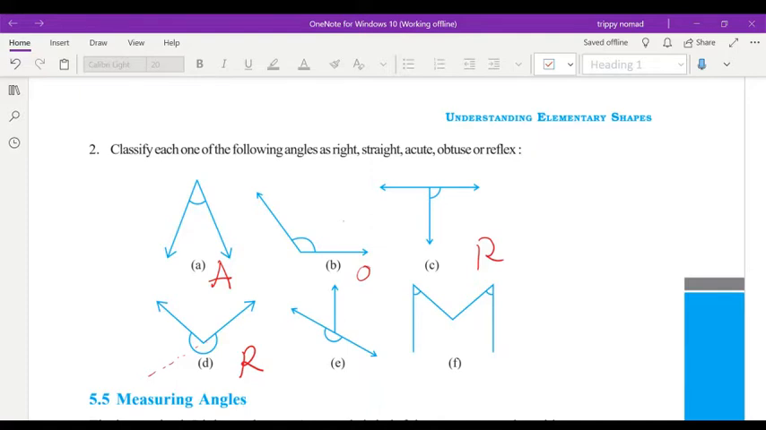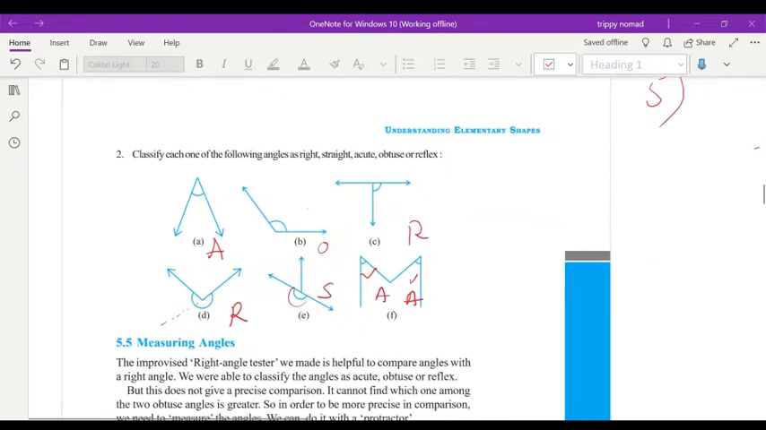Then the next one, they are talking about this one. So what is that? Straight angle. You have to write properly. And these two are smaller than 90, so each angle is an acute angle. I hope this exercise is very simple and you have learned how to do all these.